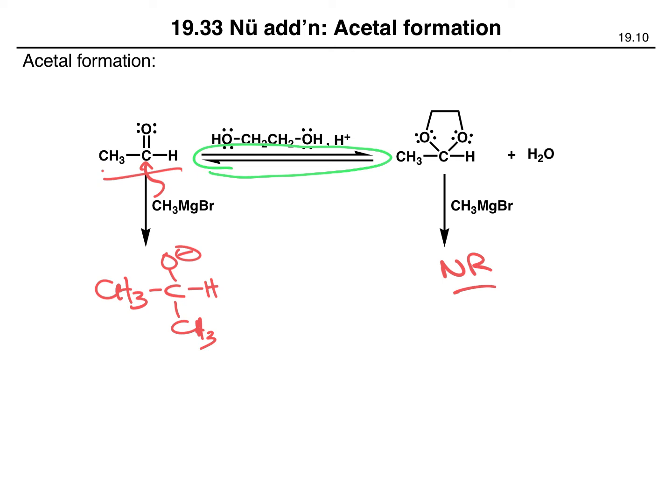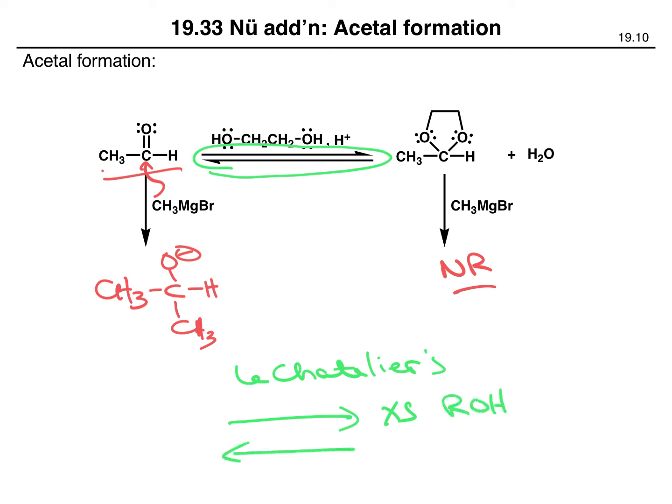So how can we control whether the reaction goes to the right or to the left? We can use Le Chatelier's principle. So if we want to push the equilibrium to the right, then we would use excess of the alcohol. If we want to push the equilibrium to the left, as it's written, we would use excess water. So this gives chemists a way to interconvert a functional group into a different functional group that's not reactive, and to recover the original functional group back again.